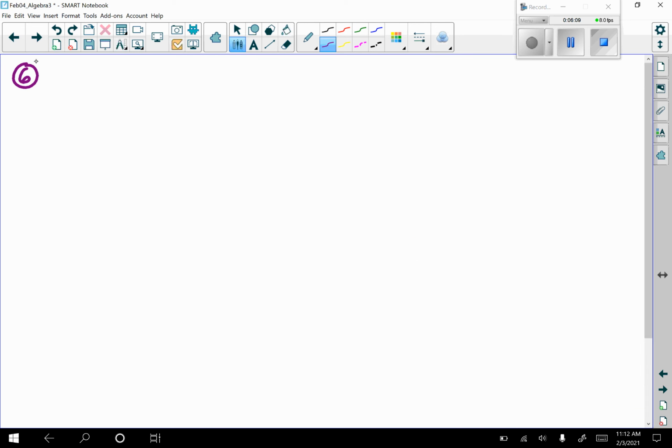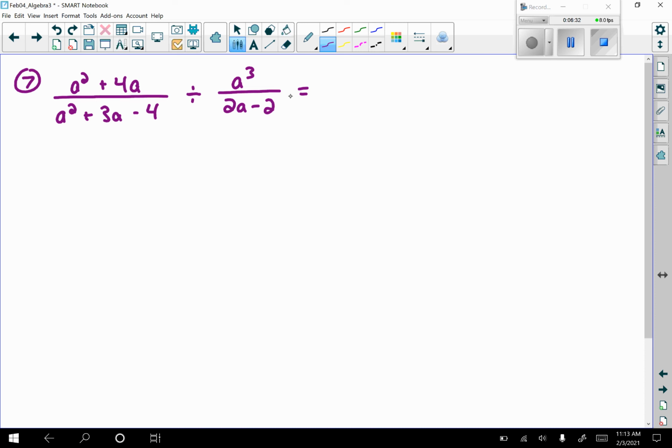All right, looking at number 7. We have a squared plus 4a over a squared plus 3a minus 4. Now we are dividing, so our very first step is to turn this back into a multiplication problem. We have divided by a cubed over 2a minus 2. So our very first step is to keep the first fraction the same and multiply by the reciprocal of the second fraction.